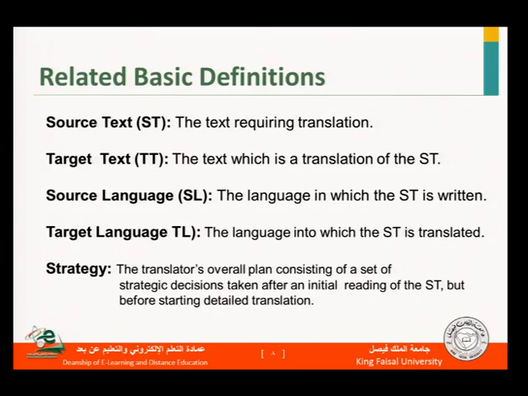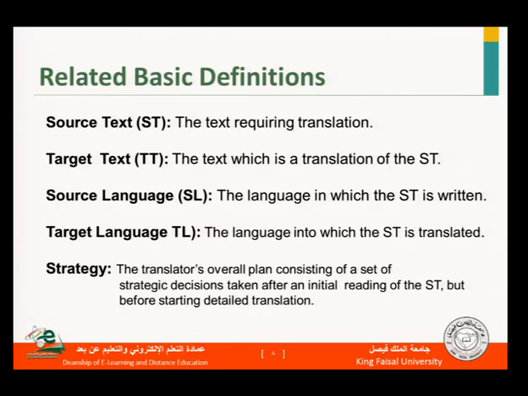Okay. Some other basic definitions like source text ST, the text requiring translation. هذا لازم نحفظها يعني نعرفها. Target text TT. قلنا source text النص المصدر. Target text النص الهدف. Source language اللغة المصدر. Target language اللغة الهدف. Strategy يعني الاستراتيجية أو الطريقة المستخدمة أو النظرة العامة التي يمكن أن تتخذها كموقف من النص من أجل ترجمته.